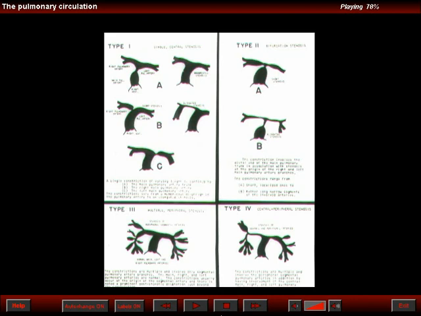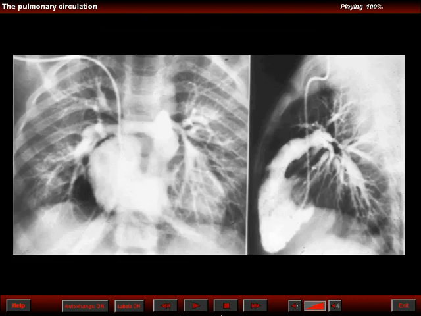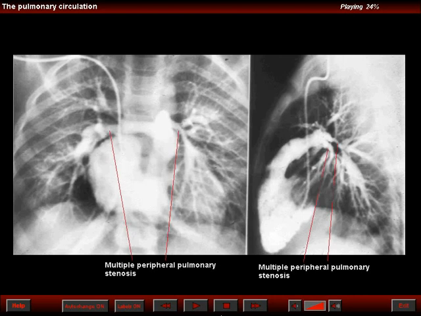The latter is not possible to be treated surgically. The proximal stenoses occasionally are amenable to interventional techniques such as balloon angioplasty or stenting. This is an angiogram in the frontal and lateral view of multiple peripheral pulmonary stenosis. Note the tubular narrowing of a left lower pulmonary artery. And often these narrowed portions are accompanied by post-stenotic dilatation.